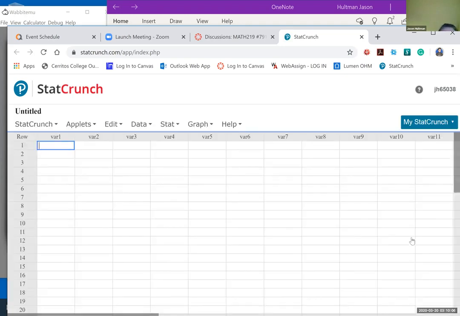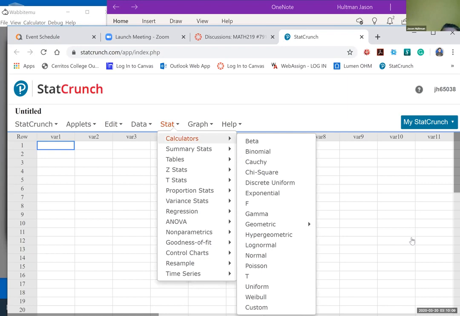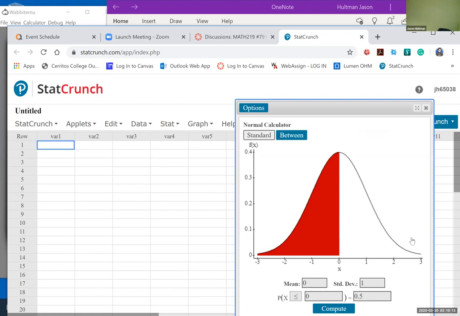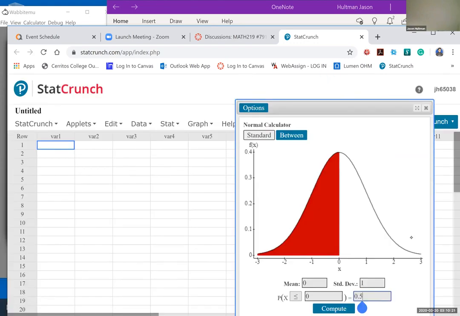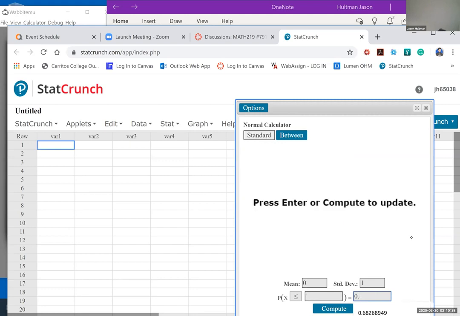There we go. Okay, we go to Stat, go to Calculators, go to Normal. Okay, and it says, oh look, what do you want? We want to compute the percentage now, the probability. So say that I want the 10th percent, or we'll do, I don't know, we'll do the 30th percentile, right? The 30th percentile. So what's the 30th percentile?